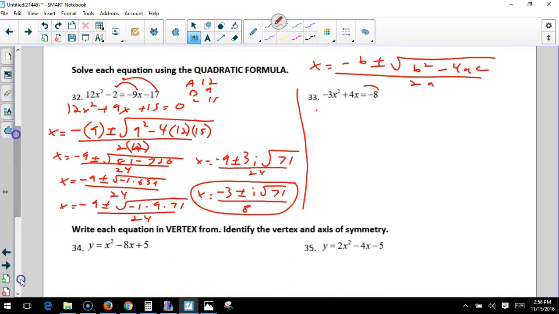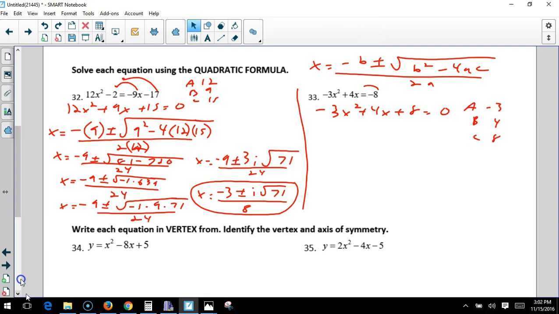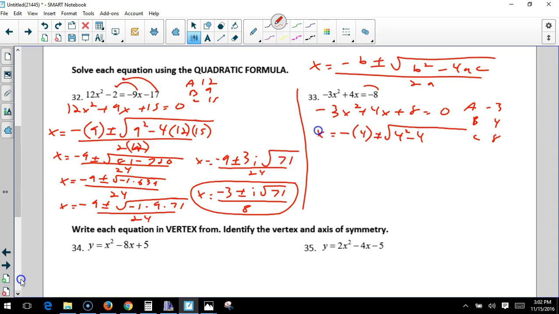Okay, move this over. Negative 3x squared plus 4x plus 8 equals 0. a, negative 3. b, 4. c, 8. So now we're ready to do our equation. x equals the opposite of b plus or minus square root. b squared minus 4 times a times c all over 2a. That's negative 3.